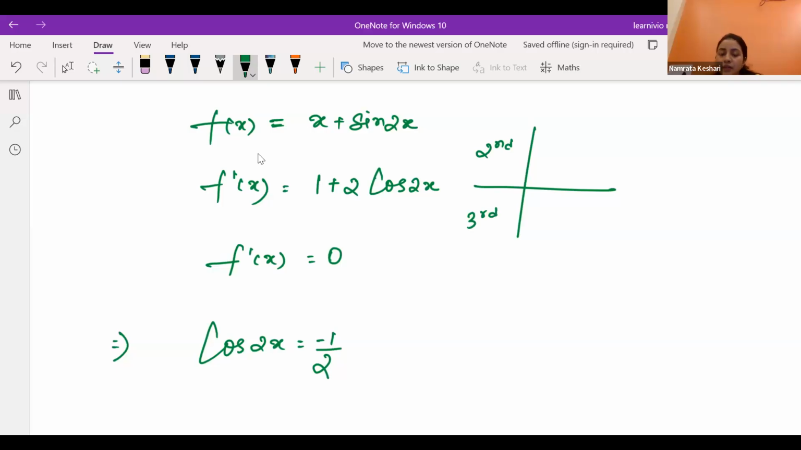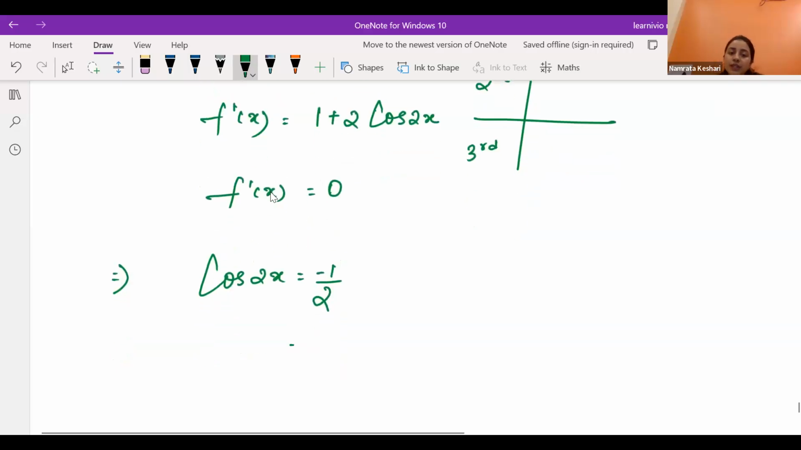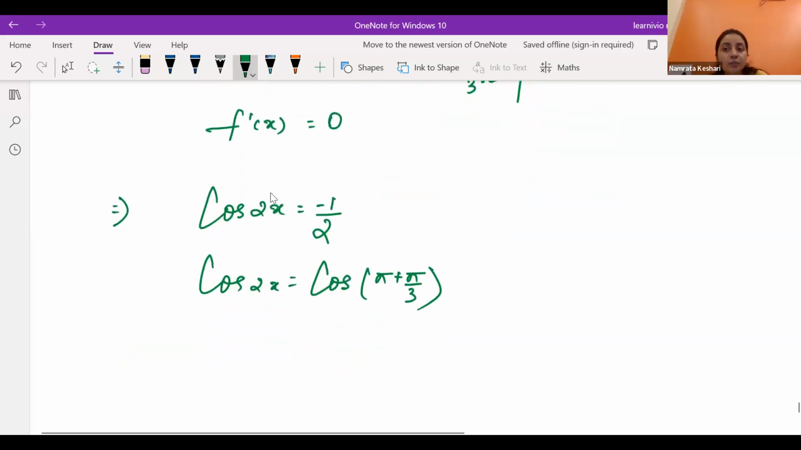Yes. Okay, so we will be taking cos of pi plus pi by 3. That will compare with cos 2x, and we will be getting, be careful, 2x is equal to 4 pi by 3, right? Yes, ma'am. Okay, so please be careful while solving it. Please don't take it as x equals to. Okay, it is 2x is equal to.